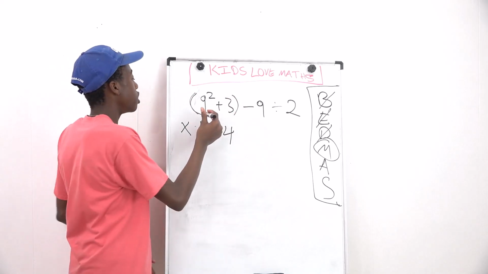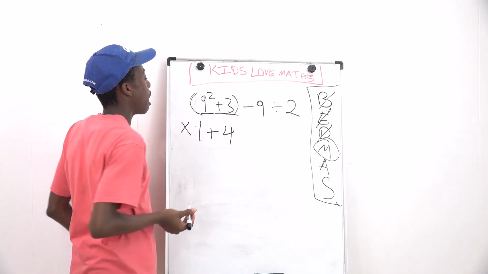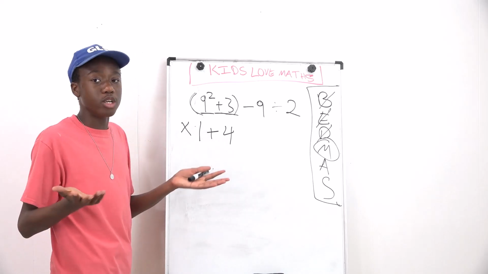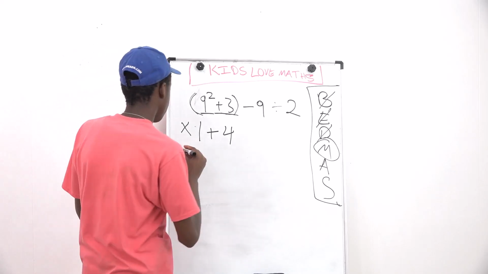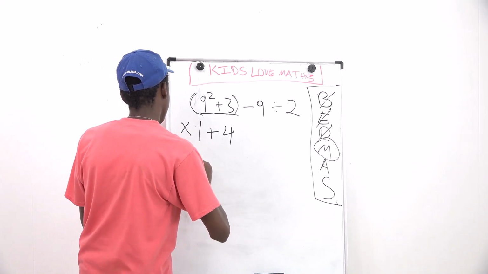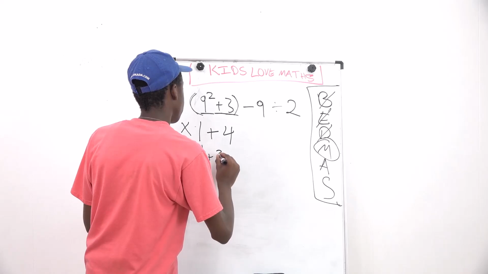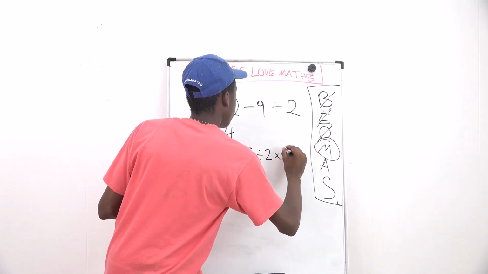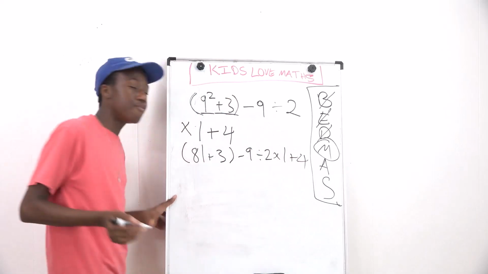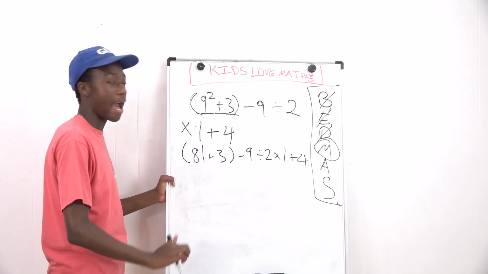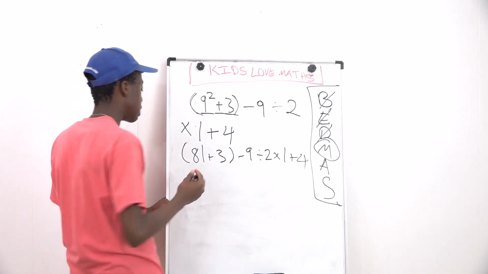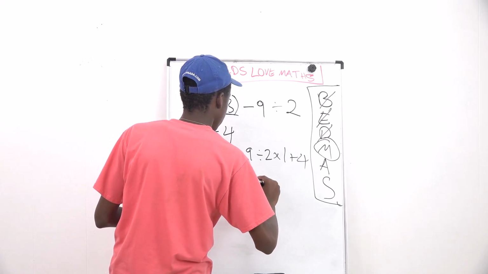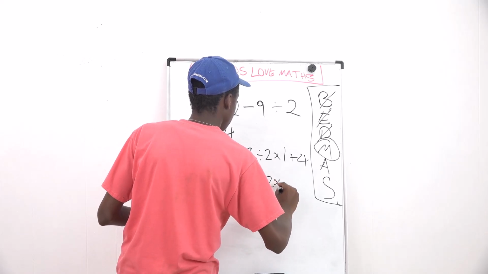Well, what's in the brackets? They have a plus 3 and 9 raised to the power of 2. So, what do we do first? Well, we do the exponents first. So, we now have 81 plus 3, bracket, subtract 9, divide 2, times 1 plus 4. See if you got that right. Next, we add 81 plus 3. This will now cancel out the brackets. We now have 84, subtract 9, divide 2, times 1 plus 4.